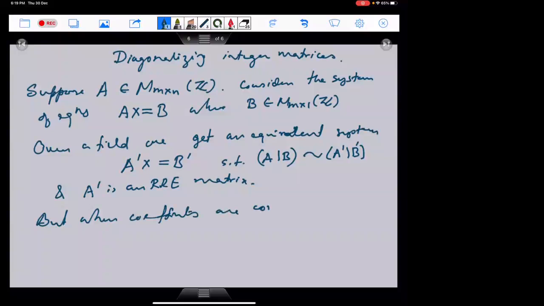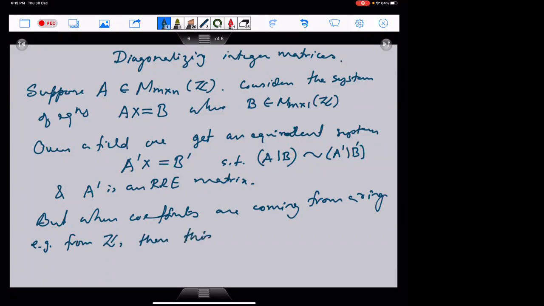But when coefficients are coming from a ring, for example from Z, this may not work. Why may it not work? When we have a field, every non-zero element is a unit. So that is an advantage. Here, for example, when we have Z, we have only two units, one and minus one.